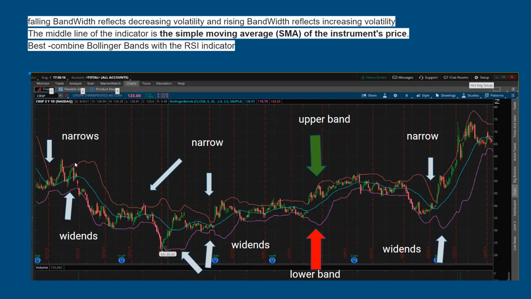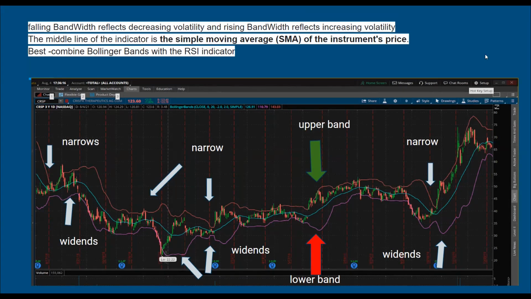What we can see here is basically the most important and interesting thing about Bollinger Bands: they're getting narrowed and then they're getting widened. They narrow and then they widen. This is a thing that we should keep in mind and look for. Basically it tells us that a falling bandwidth definitely reflects decreasing volatility, and a rising bandwidth reflects increasing volatility.